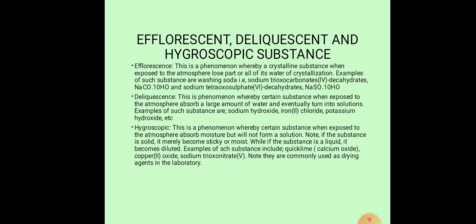Efflorescent, deliquescent, and hygroscopic substances. Here we are dealing with the nature of crystalline substances. Crystalline substances are substances with a specific shape. Bear in mind that I said earlier that water of crystallization present in a salt tends to give the salt its color and its shape. So we are looking at the nature of crystalline substances, the form in which they exist.